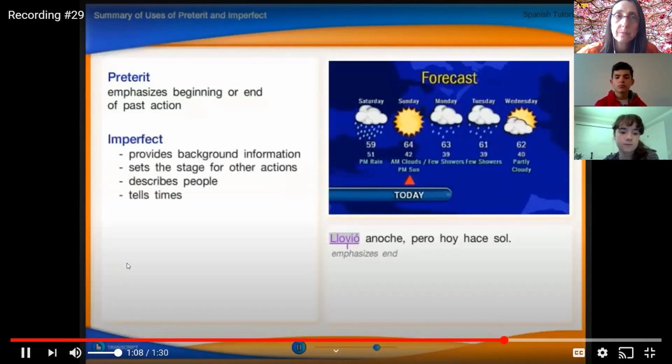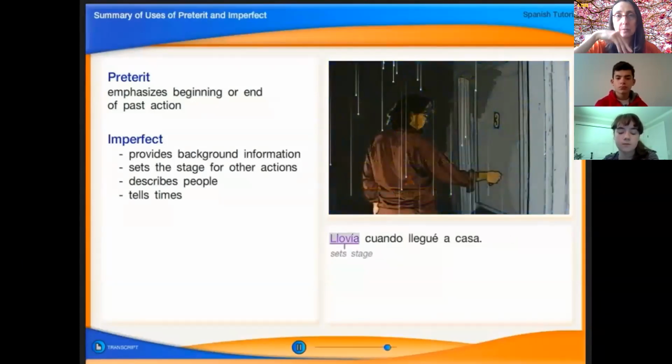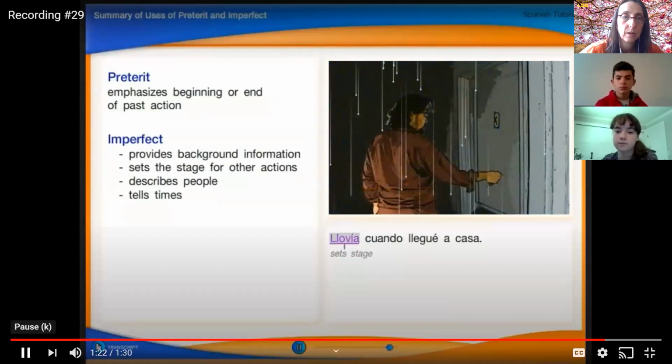The imperfect is used to provide the background information or set the stage for other actions. It describes people and tells time in the past.